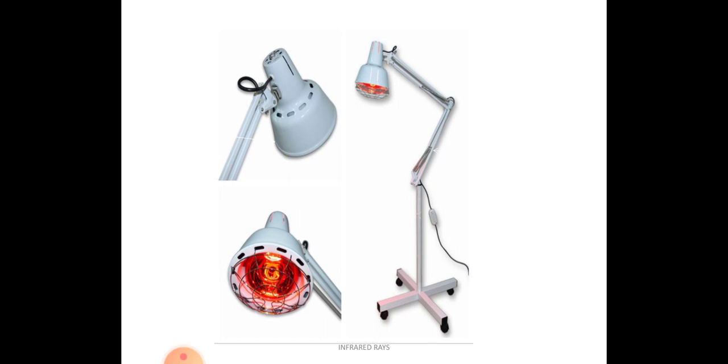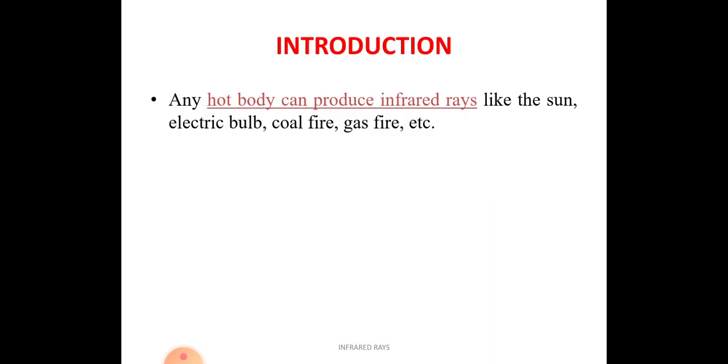Now you can see here the instruments used for IR. They are very simple. This is the reflector in which the bulb will be mounted, and this reflector will be mounted on a stand, and the stand will be adjusted as per requirement.